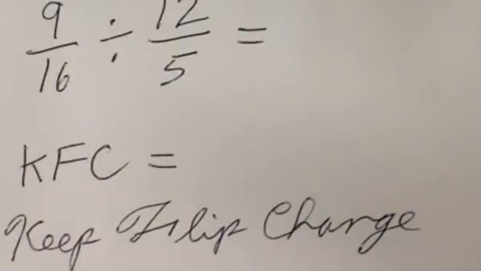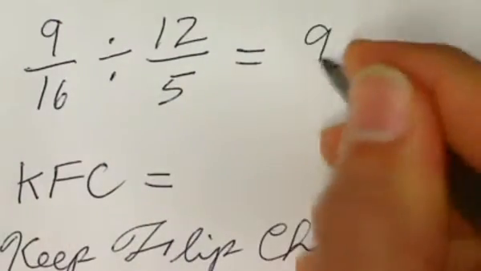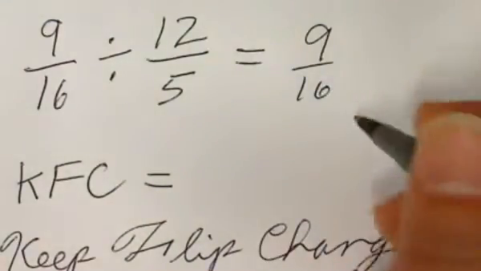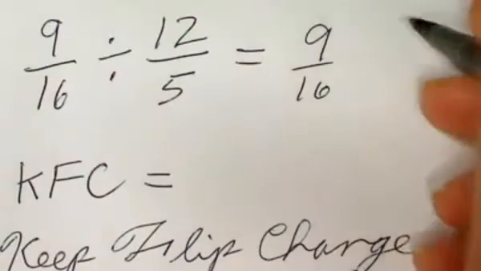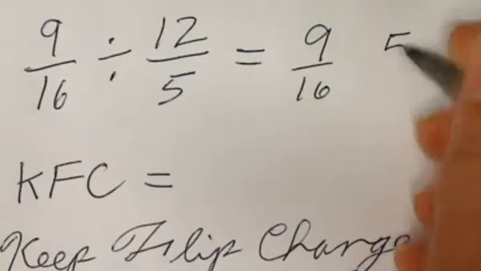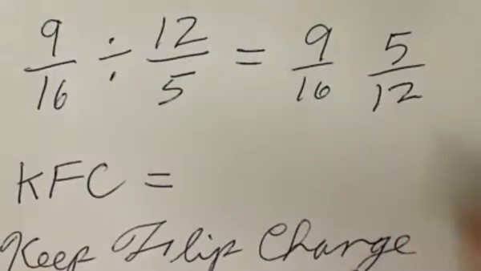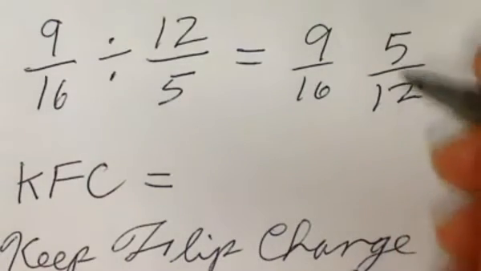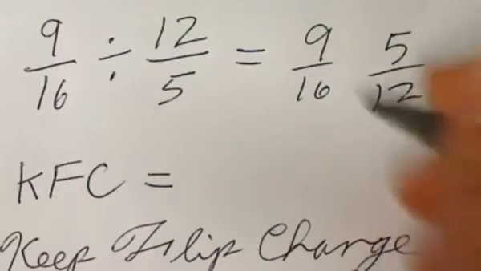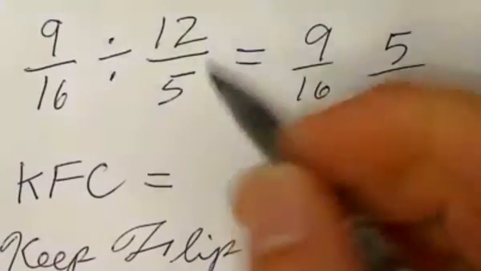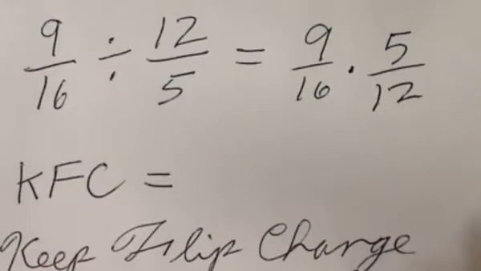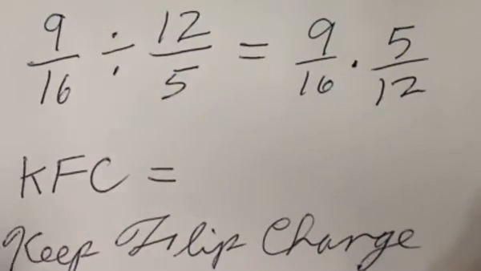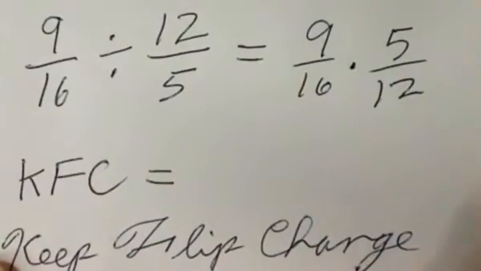What that means is you keep the first fraction the same, 9/16. You flip the second one over. 12 over 5 we'll rewrite as 5 over 12. That's the reciprocal. The word mathematically that we would use is reciprocal. And we change the sign from division to multiplication. KFC, keep, flip, change. That's for division of fractions.